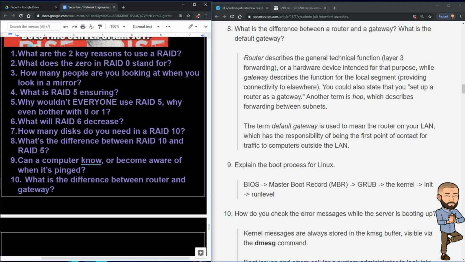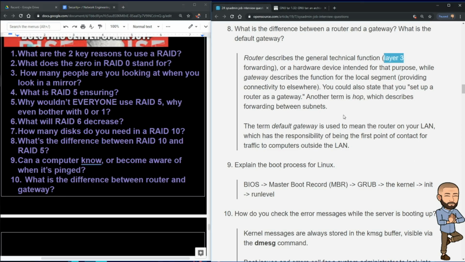So with that, our last question is just the question we read here, and you can choose to use this person's answer or my answer. Really though, we might just be arguing semantics. The key is we're looking at layer 3, that is the IP address.